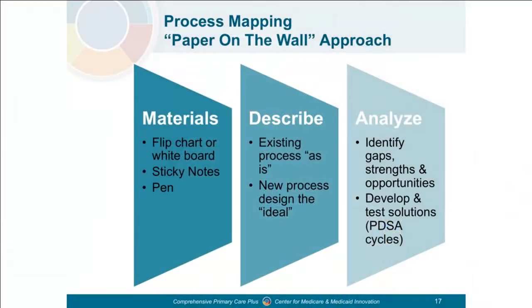Your practice can approach process mapping with the more commonly used method of the paper on the wall approach. You can use a whiteboard and sticky notes and lay out the existing process and also think about the ideal process. This will really help you to identify any gaps or strengths or opportunities by thinking about how you would like the process to be. This really makes it simple to incorporate quality improvement tools like PDSAs, and test those solutions thoroughly to make sure they are optimizing your workflow.